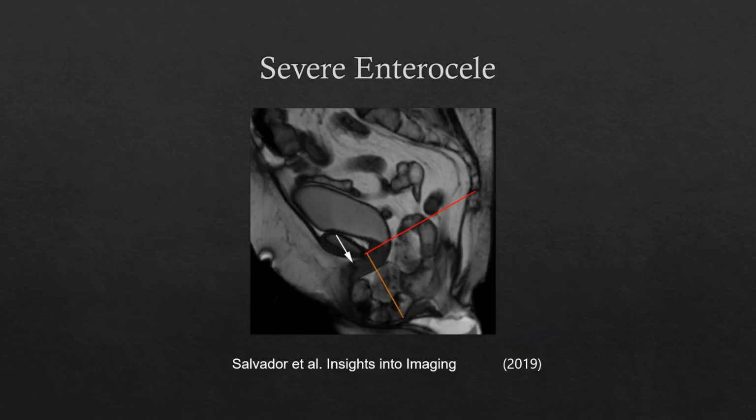As you see here, this is the pubococcygeal line and this is a large defect including the peritoneal sac. The peritoneal sac occupies a large defect, and there is herniation, marked descent of the small bowel loops. This is called severe enterocele. So we are measuring from its tip to the pubococcygeal line and applying the rule of 3.